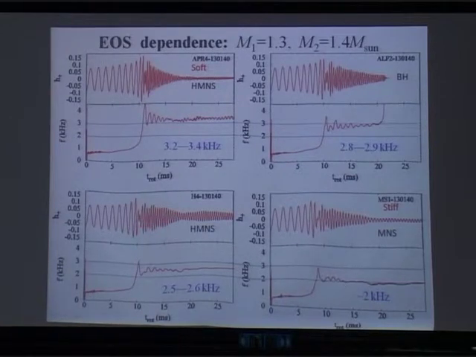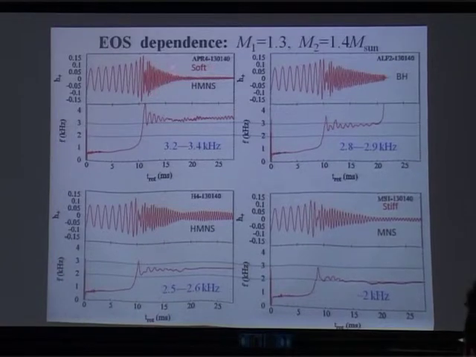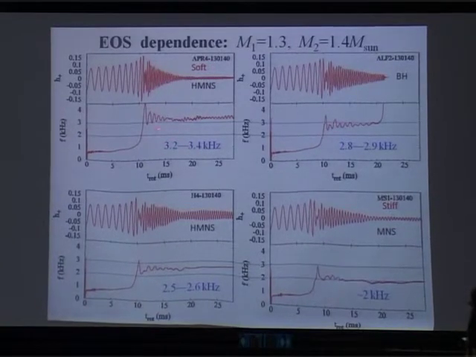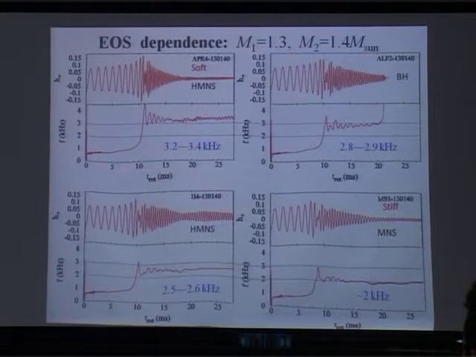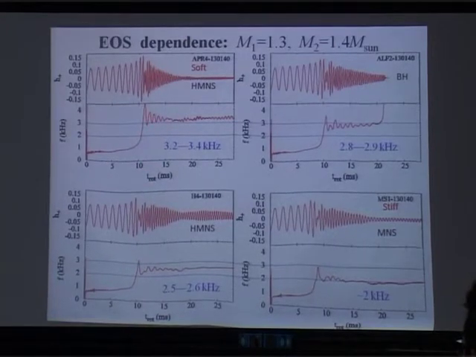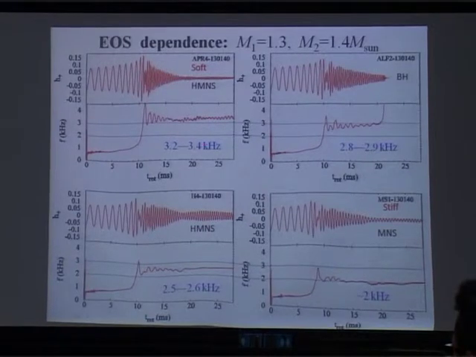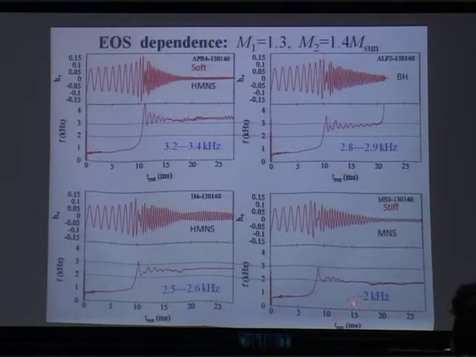What is most important is the frequency. The frequency for the soft case is rather high. This is the frequency as a function of retarded time. The frequency for this case is about 3.3 or 3.5 kilohertz. But for the stiff equation of state, with which the radius is larger, the frequency is rather small, in this case 2 kilohertz.